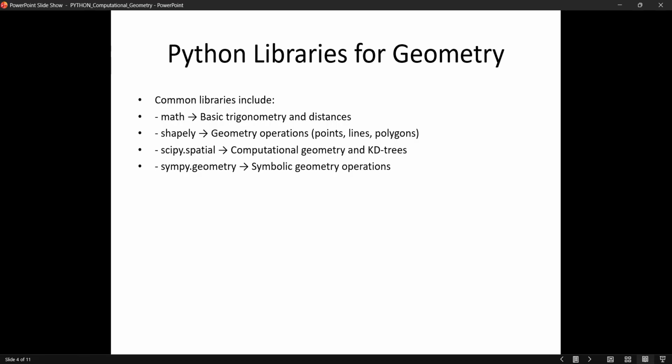Python libraries for geometry. Python makes geometry easy with a few amazing libraries like math for trigonometry and distances, Shapely for geometric objects like points, lines, and polygons, scipy.spatial for algorithms like convex hulls and KD trees, and sympy.geometry for symbolic and algebraic geometry.